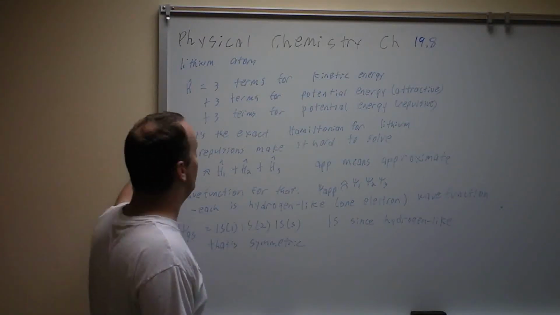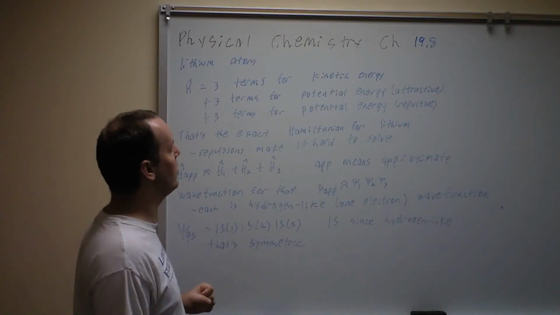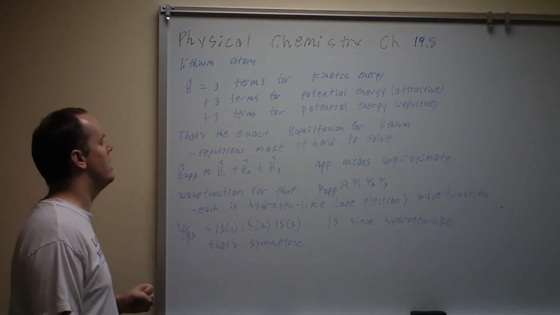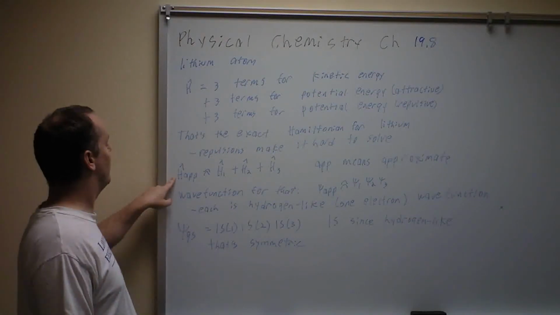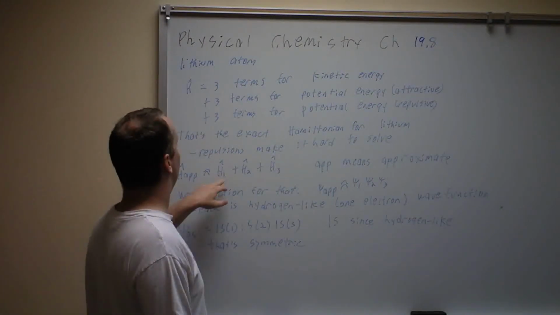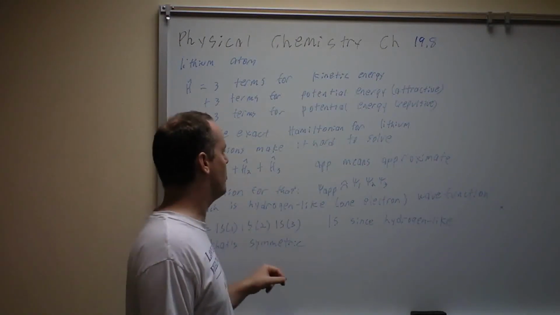Now that's the exact Hamiltonian for lithium. Now the repulsions are what make it hard to solve. I mentioned that before when we were doing helium. So what we're going to do is have an approximation for the Hamiltonian, which is roughly equal to the Hamiltonian for electron 1 plus the Hamiltonian for electron 2 plus the Hamiltonian for electron 3.